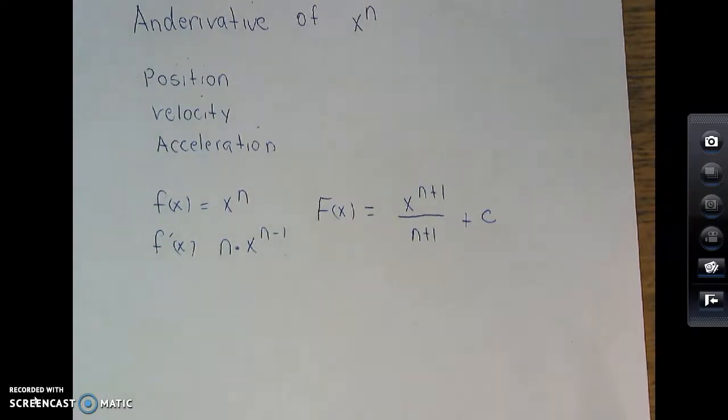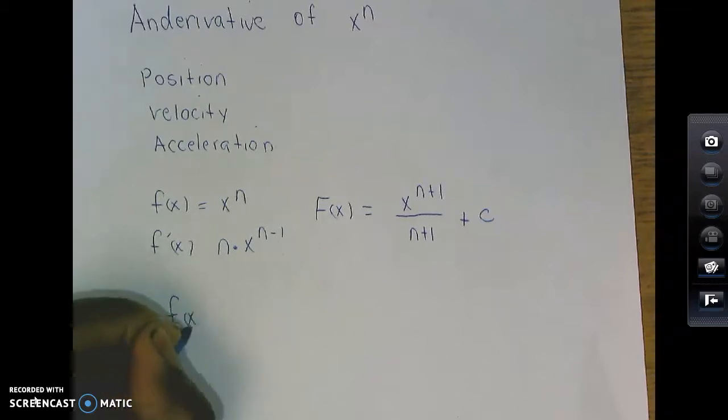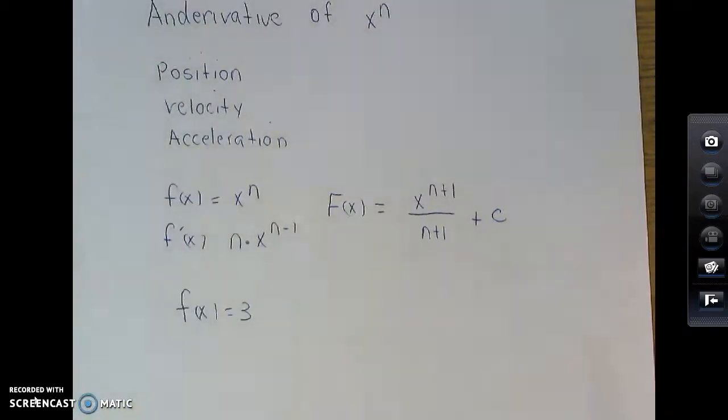All right, so I'm going to start out with this function. Let's just say I want to integrate f of x equal to 3. So I want to find the antiderivative of 3.